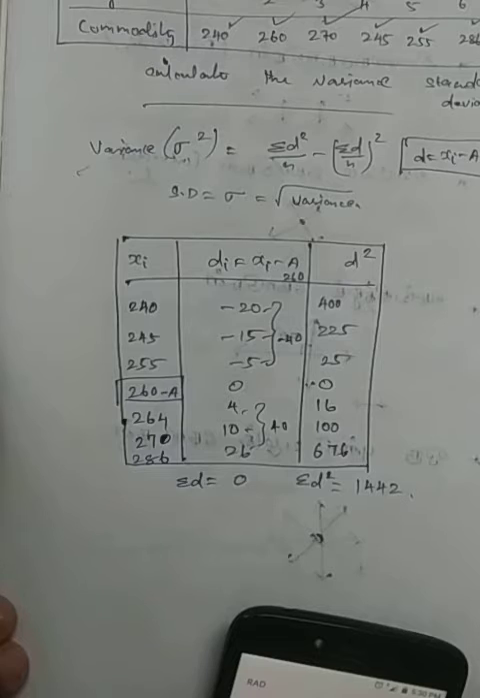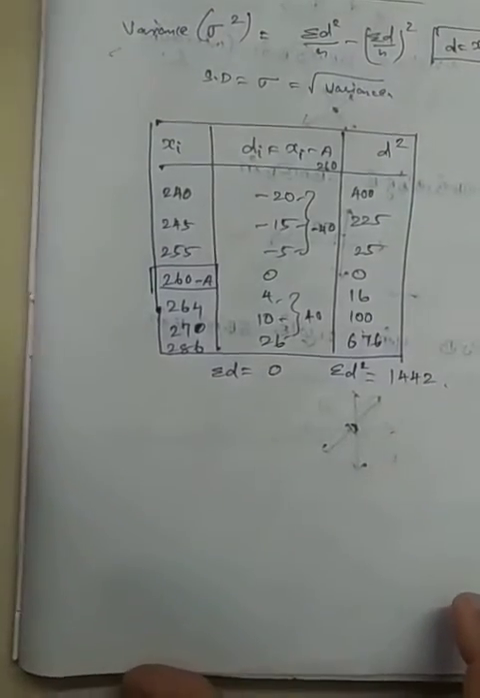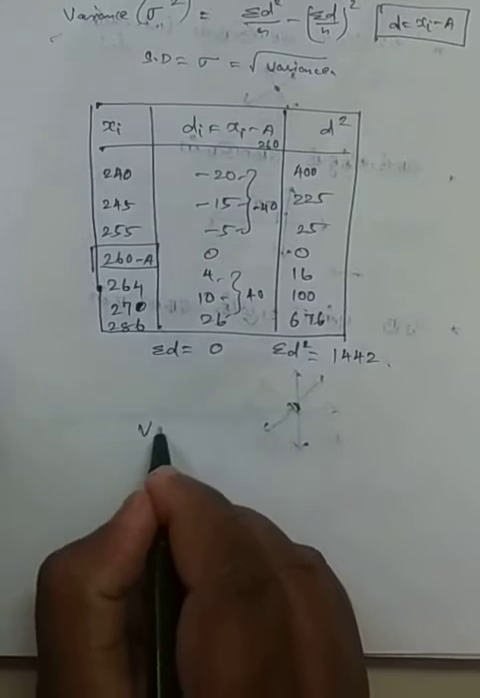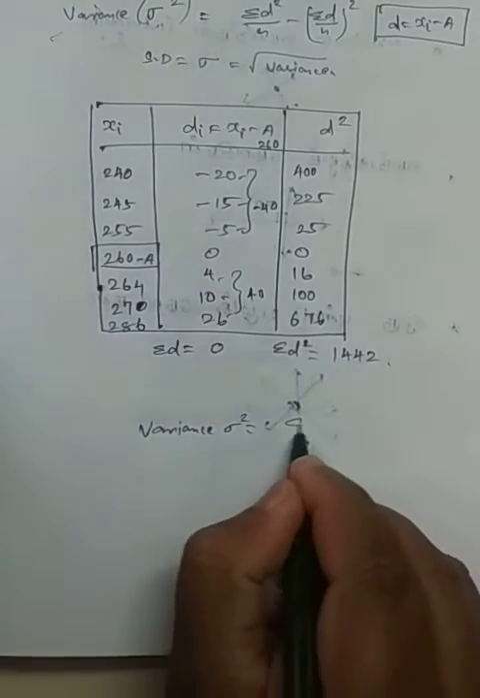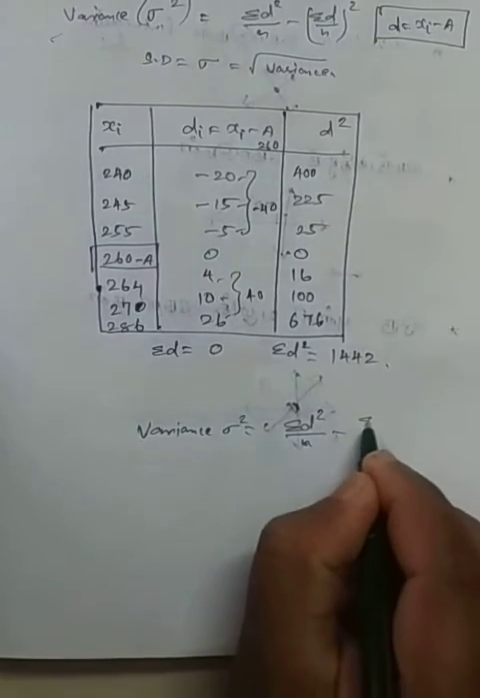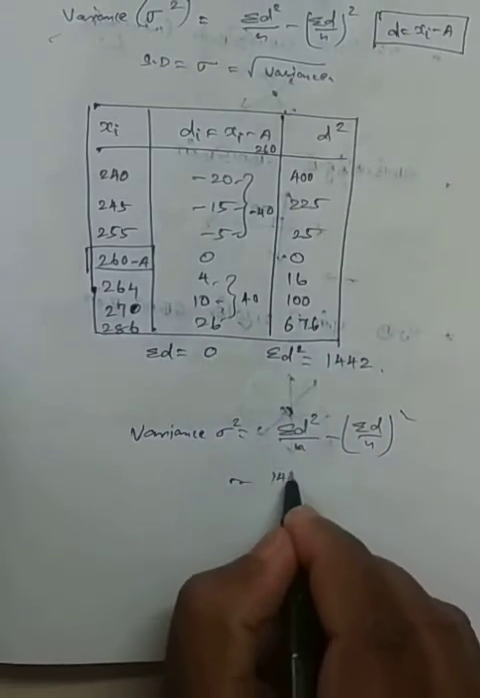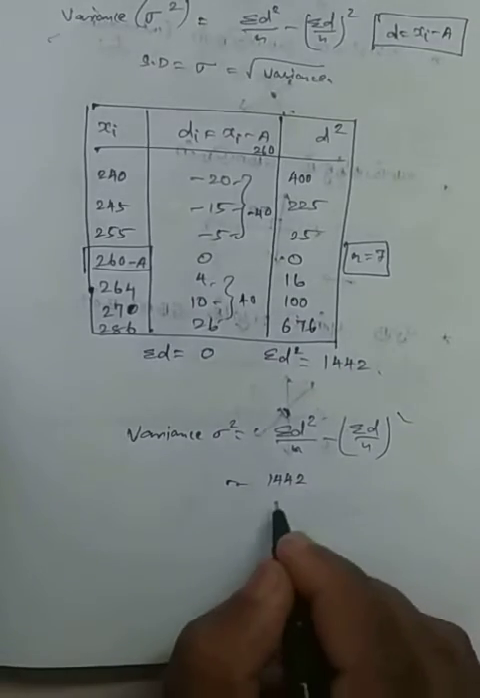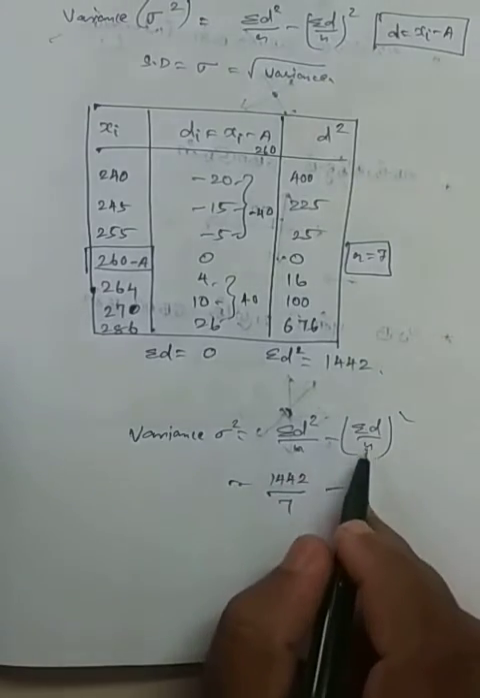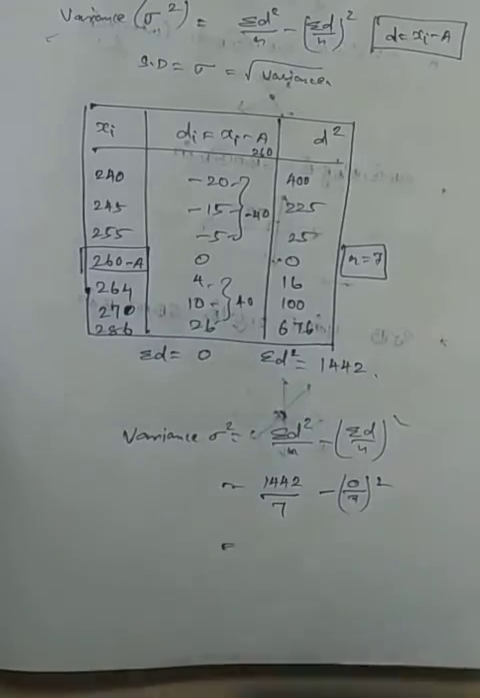Okay, so now we got the values. Now you substitute these things in the formula. So variance equals sigma square, that is our formula, sigma d square by n minus sigma d by n the whole square. Sigma d square is 1442. Totally how many days? n is 7 here. So divided by 7 will come. Minus sigma d, 0, by 7 whole square. So the same thing will come, only these things. So what am I doing?